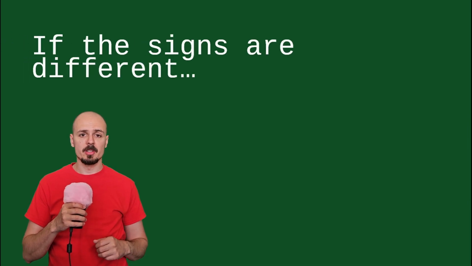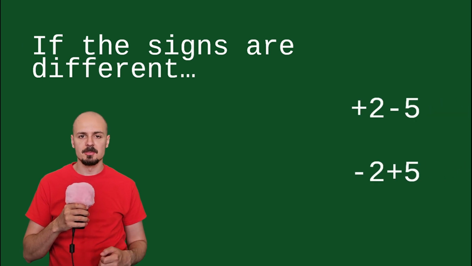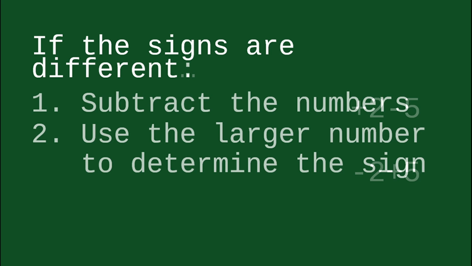Now let's look at some general rules you can use to add and subtract integers if these last two methods aren't really for you. If the signs of the two numbers are different, like positive 2 minus 5 or negative 2 plus 5, your first step will be to subtract the numbers themselves while ignoring the signs completely. Then use the larger number to determine the sign. So in the case of positive 2 minus 5, we can start by subtracting the two numbers while ignoring the signs.